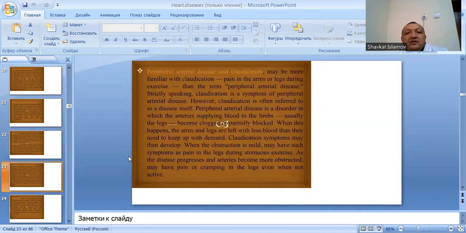Peripheral arterial disease and claudication. You may be more familiar with claudication, pain in the legs during exercise, than with the term peripheral arterial disease. Practically speaking, claudication is a symptom of peripheral arterial disease. However, claudication is often referred to as the disease itself.